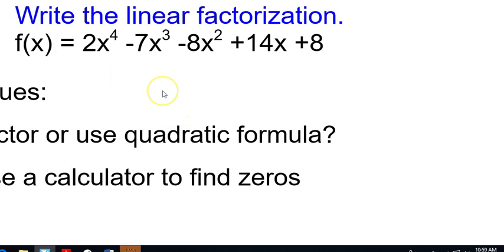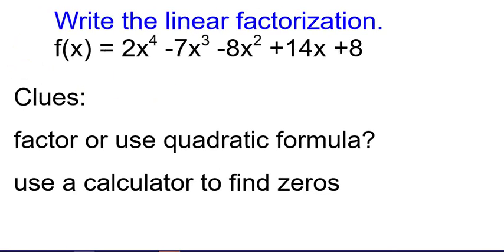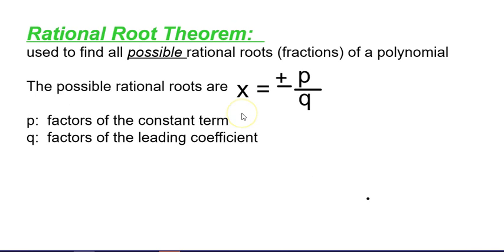Now let's take a look at if we have a polynomial and we're looking for some clues. Move this over. There are a few things we could do. We could factor or use the quadratic formula. We could use a calculator to find the zeros like we did on our most recent quiz. But we could also use what's called the rational root theorem. This is something that you learned last year. And it's used to find all the possible rational roots, or meaning fractions, of a polynomial.